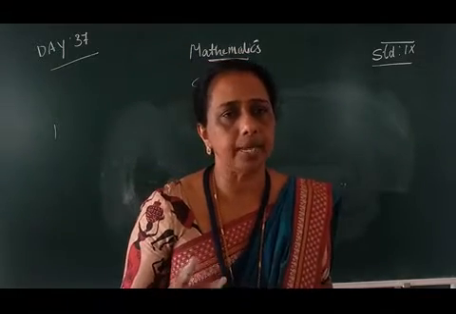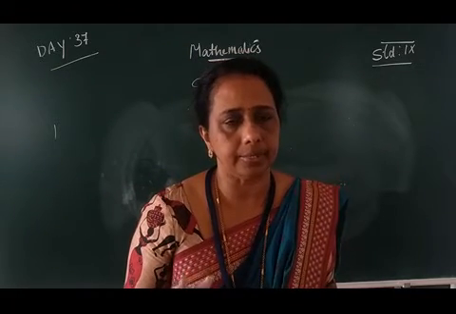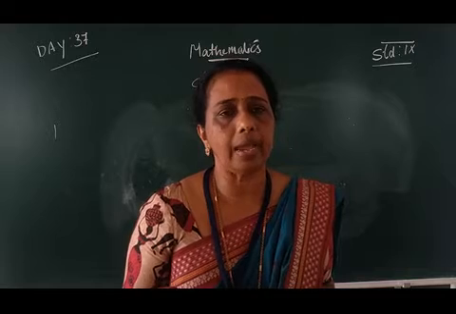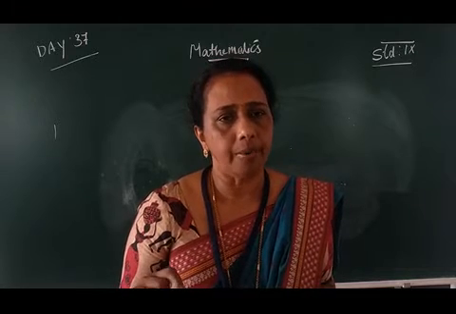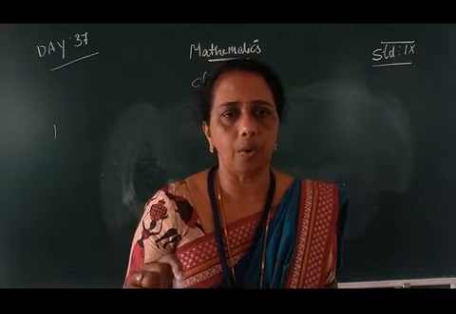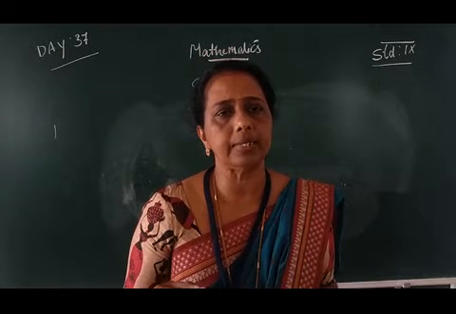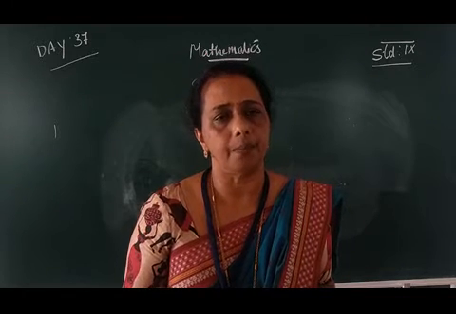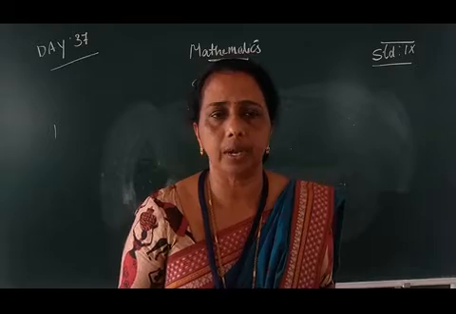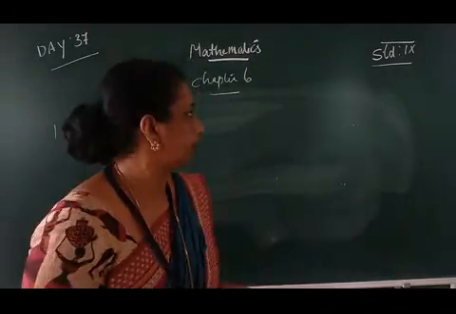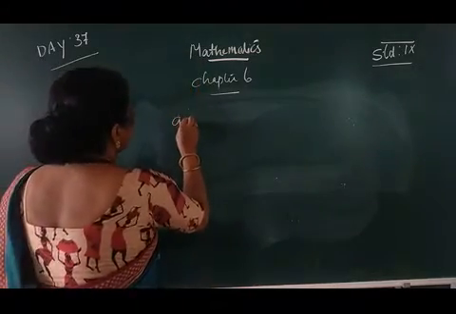One more time. Two angles are said to be adjacent angles if they have a common vertex and a common arm, and the non-common arms are on either side of the common arm. Then we say that the two angles are called adjacent angles.